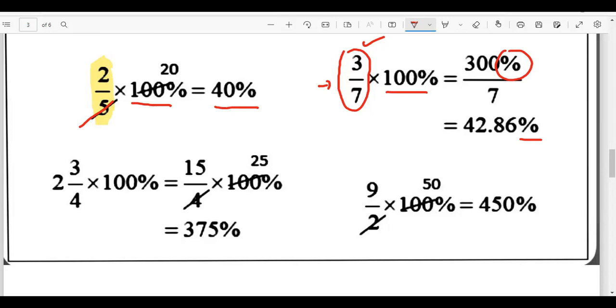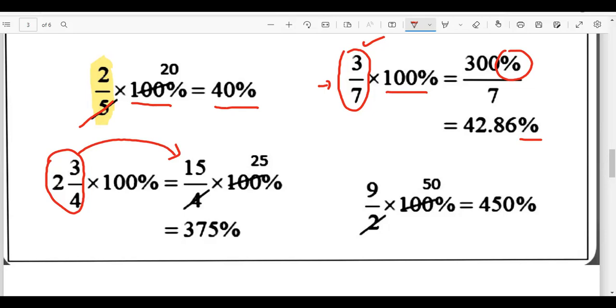So if we have 2 whole 3 by 4, in order to convert it to a percentage, I need to multiply it by 100%. And this is a mixed number. I am not sure about how to convert a mixed number to a percentage. So first of all, I need to convert this mixed number to an improper fraction. How do I convert it to an improper fraction? So for this, we need to think about the method.